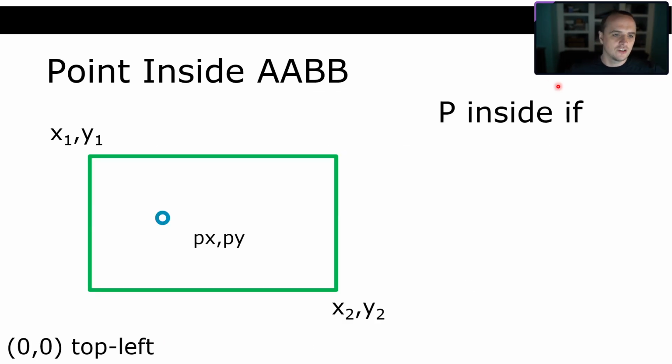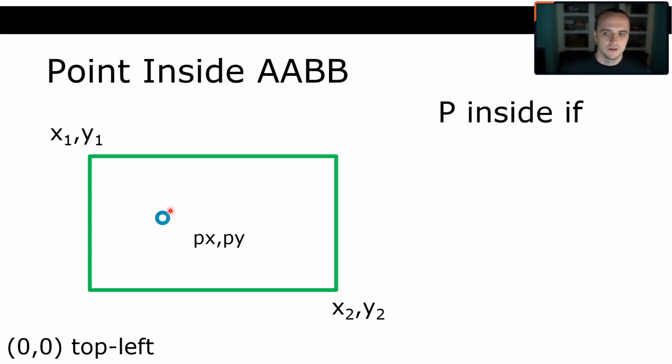Okay, so let's look at how we can do this. You might think right off the bat that there's some sort of complex collision checking that you have to do with a point inside, but it's actually quite simple. And remember that we're using 0, 0 as the top left here. So y2 is a greater value than y1 in this case.